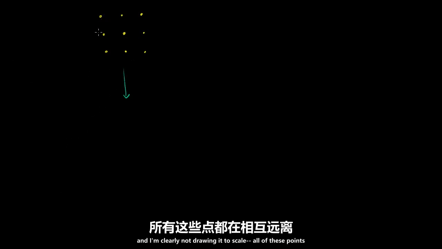So one way to think about it is that if at an early stage in the universe, I were to pick some points. So that's one point, another point, another point, another point. Let me just pick 9 points so that I have a proper grid. So this is at an early stage in the universe. If we fast forward a few billion years, and I'm clearly not drawing it to scale, all of these points have all moved away from each other.